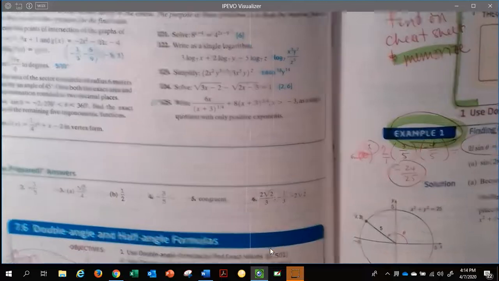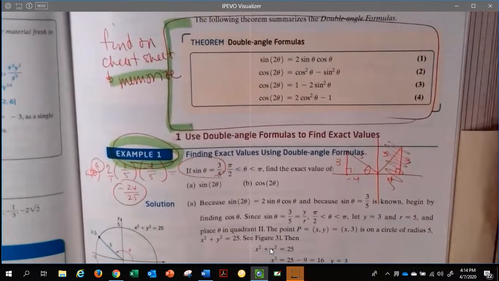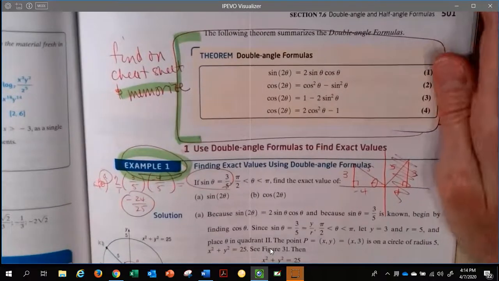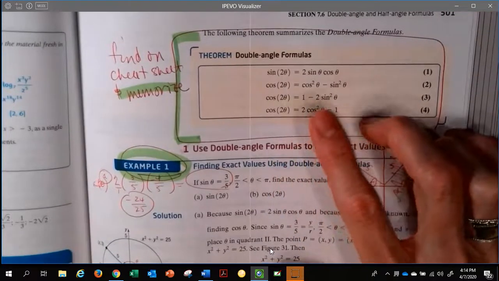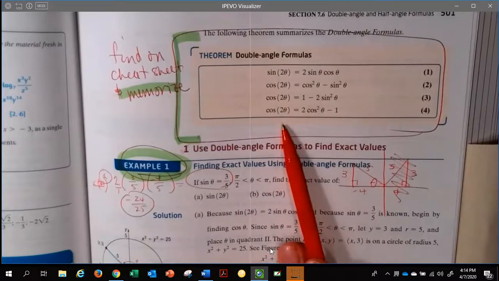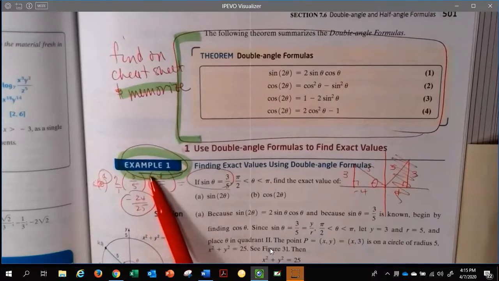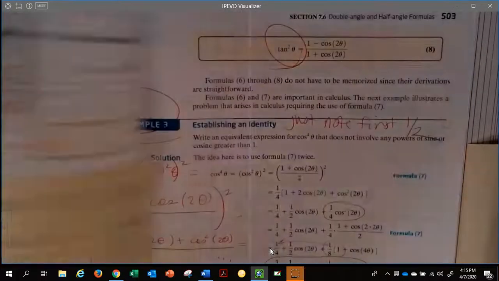So now I'm at section 7.6, and I'm at the top of 501. We're almost done with the memory work, but you'll see these come back up in your calculus sequence. I want you to have them memorized. Again, you can data dump them before the test starts, without using anything to look at, but make sure you know how to do example 1 also.